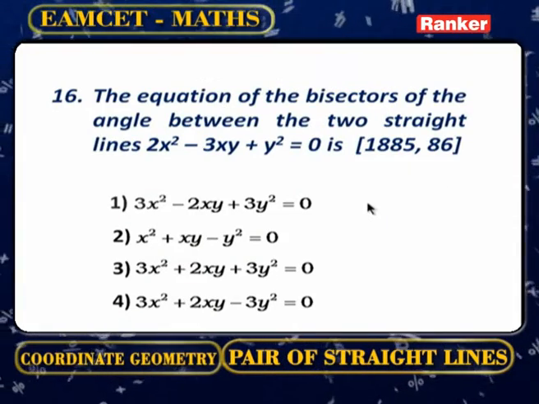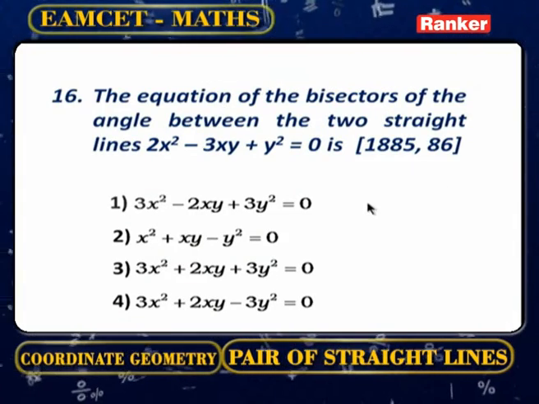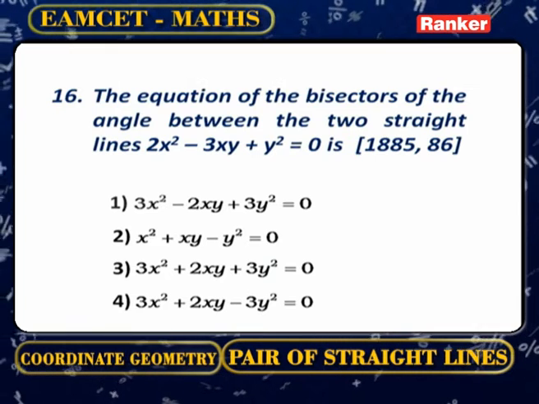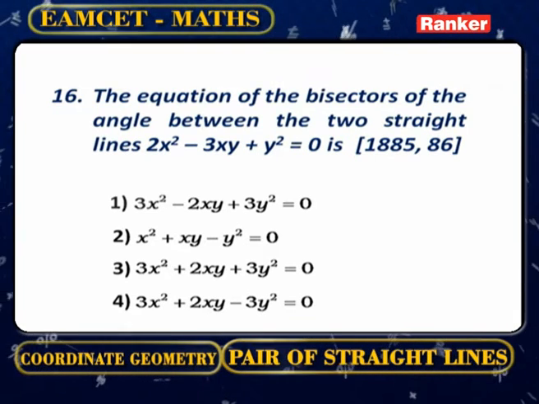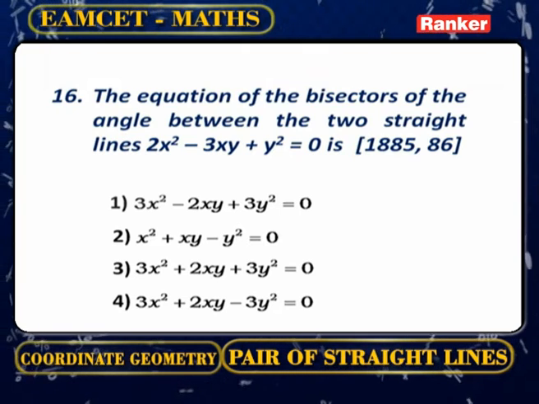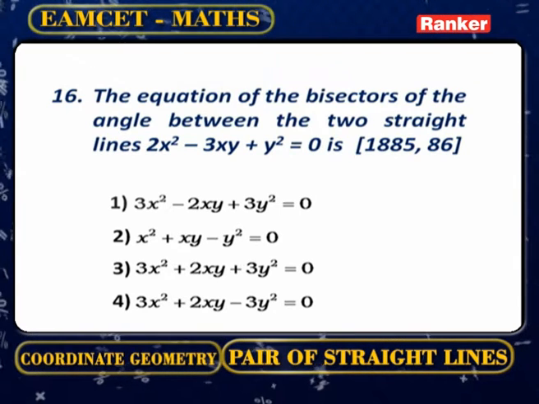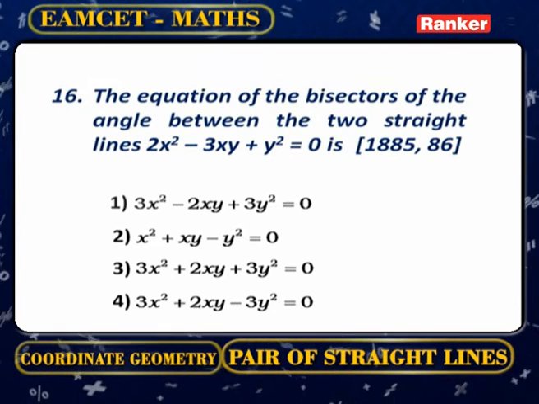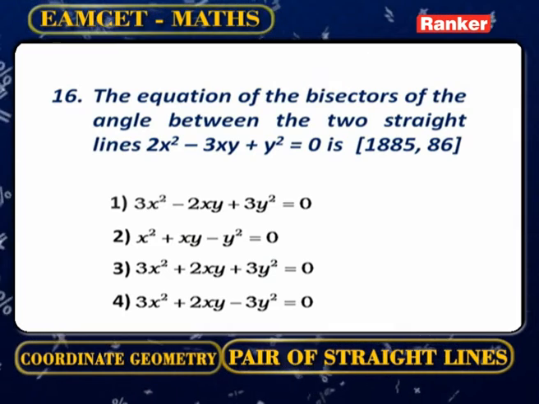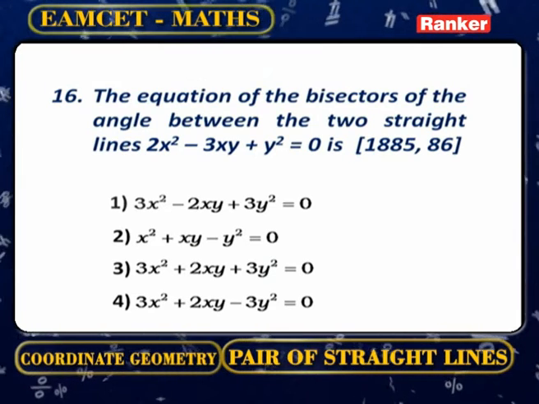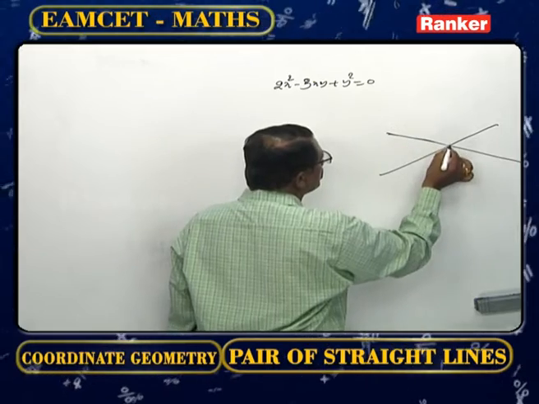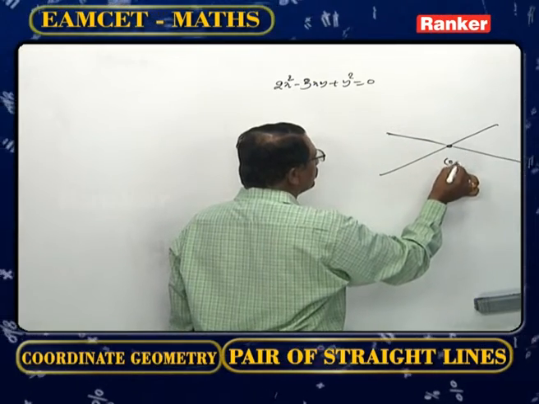The equation of the bisectors of the angle between the lines 2x square minus 3xy plus y square equals 0. We require the equation of the pair of angle bisectors of the given pair of lines. Suppose the given pair of lines has their point of intersection at the origin.